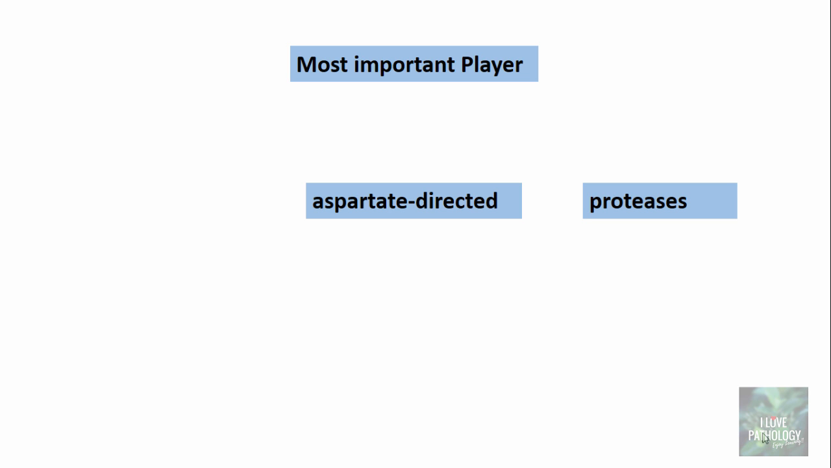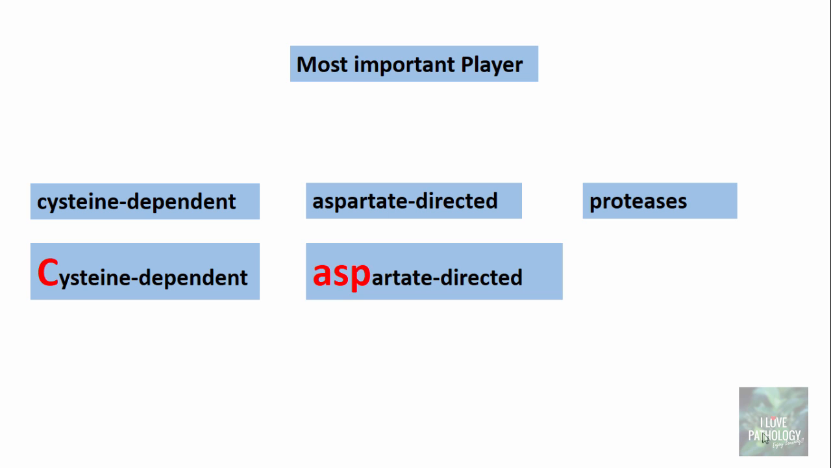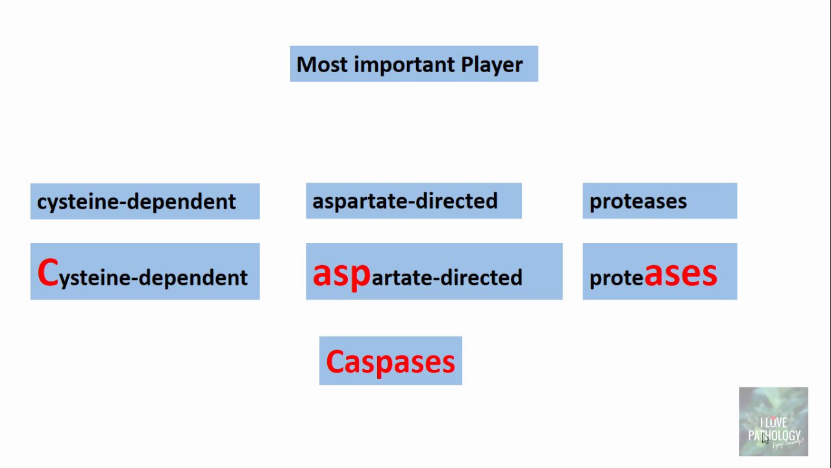These proteases are aspartate directed. Aspartate directed means the proteases cleave the proteins at the site of aspartic acid residues, and we should also know that these proteases are cysteine dependent. So the most important players are the cysteine dependent aspartate directed proteases. In short, they are referred to as caspases.